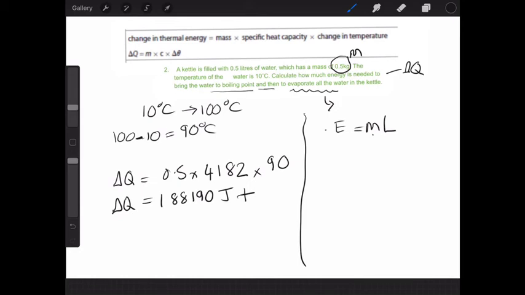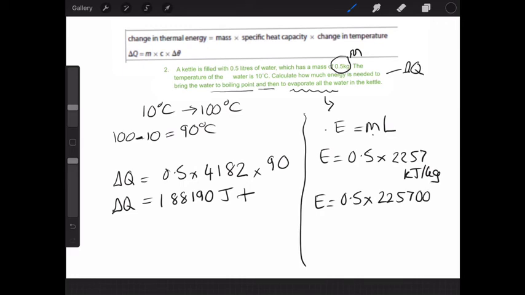That's what it means. So the energy can be found by the mass, 0.5, times the specific latent heat of water. Now that is the specific latent heat of water when it's evaporating. So I am going to admit that I am now looking that up. Let's just make sure. Right, it's 2257, but that is kilojoules per kilogram. So I need to put that into joules per kilogram. So I need to times that by 1,000, which means I effectively need 3 more zeros on the end.